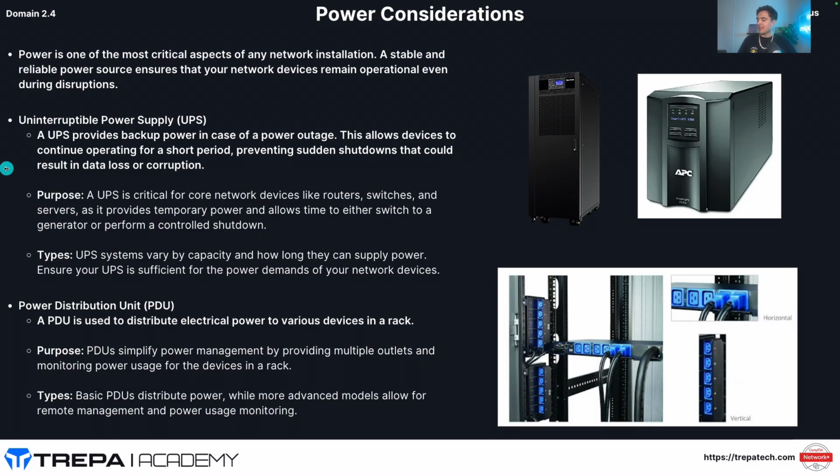Okay, power considerations. So in our data center, we want to make sure that we have redundant power. We want something called a UPS, that's our battery backup. We may want a generator with an automatic transfer switch. But at the base level, we want a UPS, okay? So a UPS provides backup power in case of a power outage from maybe 15, 30 minutes to an hour, 2, 4 hours. We have UPS that are rated and graded for different things.